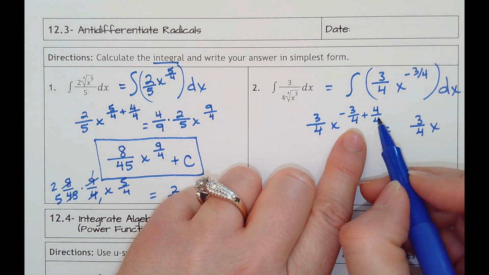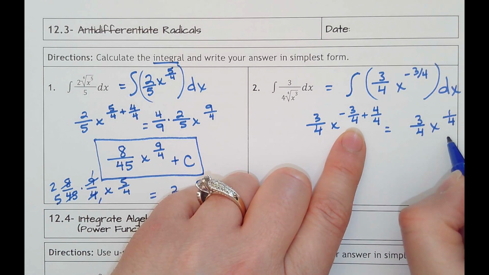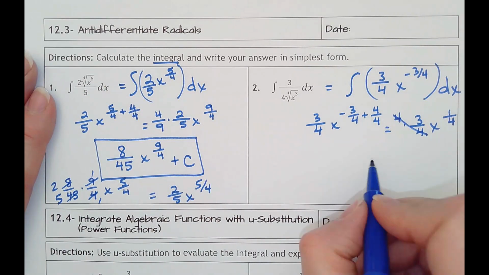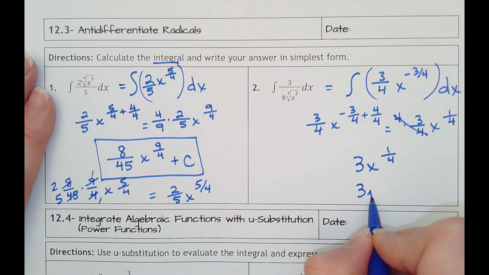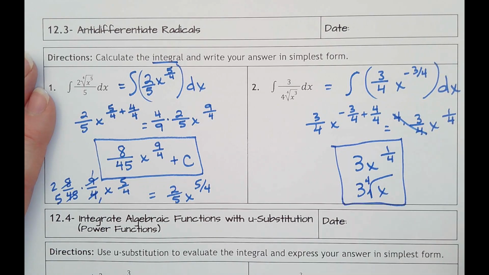x to the 1/4, and then instead of dividing by 1/4, I would multiply by 4. 4's are going to cancel, so I get 3x to the 1/4. If you wanted to, you could write it as the 4th root of x, but it'll take either one. And that's it.